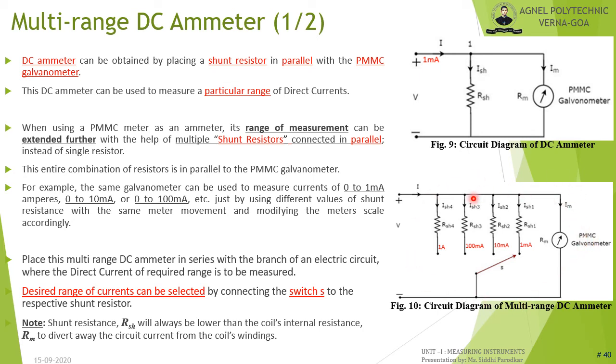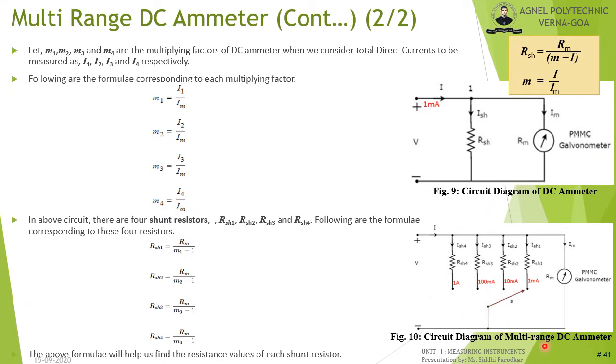To measure the DC current in any branch of an electric circuit, we have to connect these terminals in series with that branch of the electric circuit. To measure the desired range of current, we can rotate the switch and connect it to the respective shunt resistor. This is a circuit diagram for the multi-range DC ammeter with the 4 shunt resistors RSH1, RSH2, RSH3 and RSH4. The corresponding total direct current to be measured are I1, I2, I3 and I4 respectively. Let the multiplying factors corresponding to these ranges be M1, M2, M3 and M4.